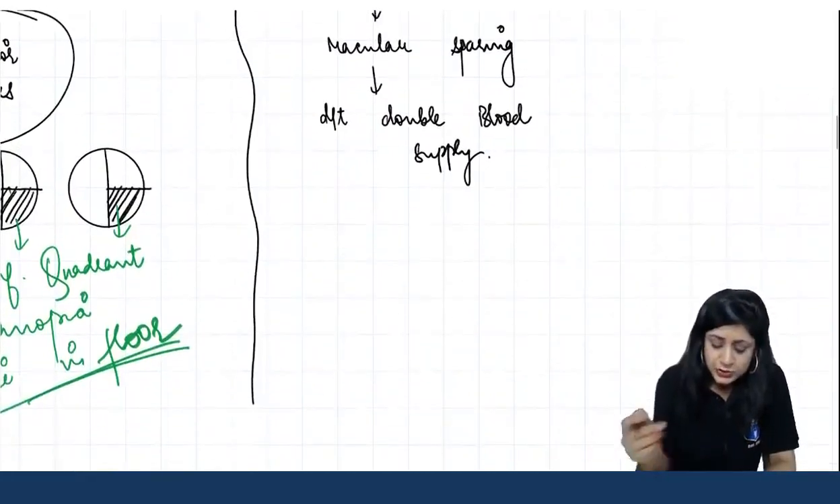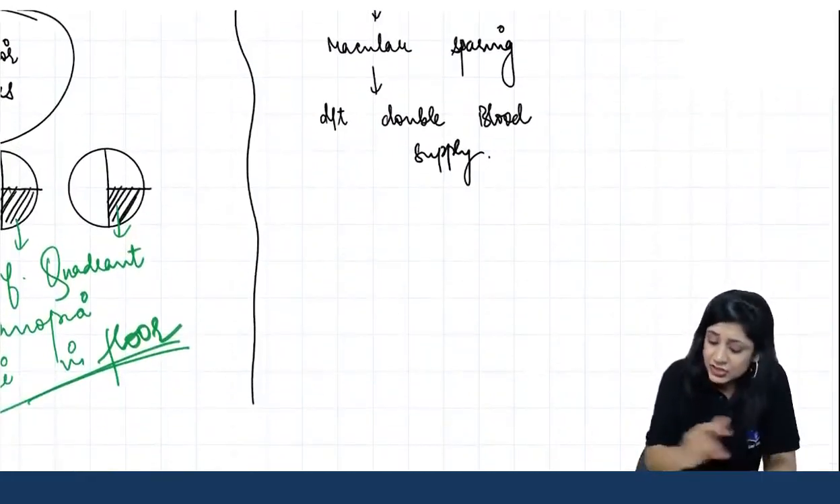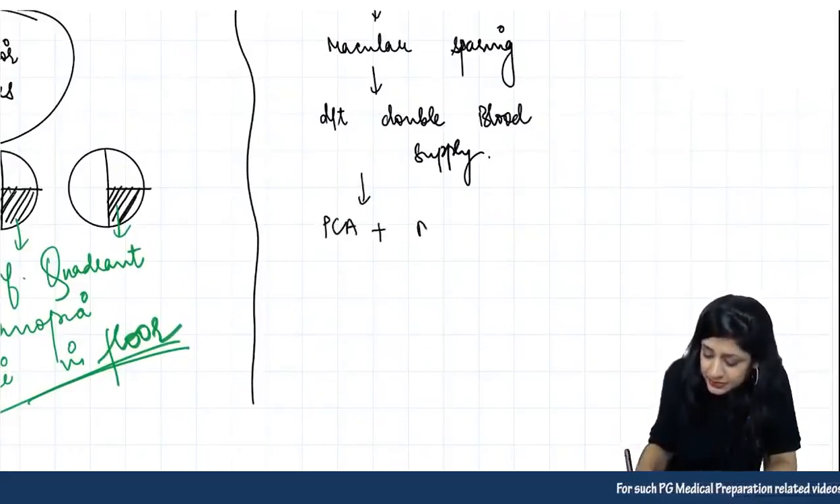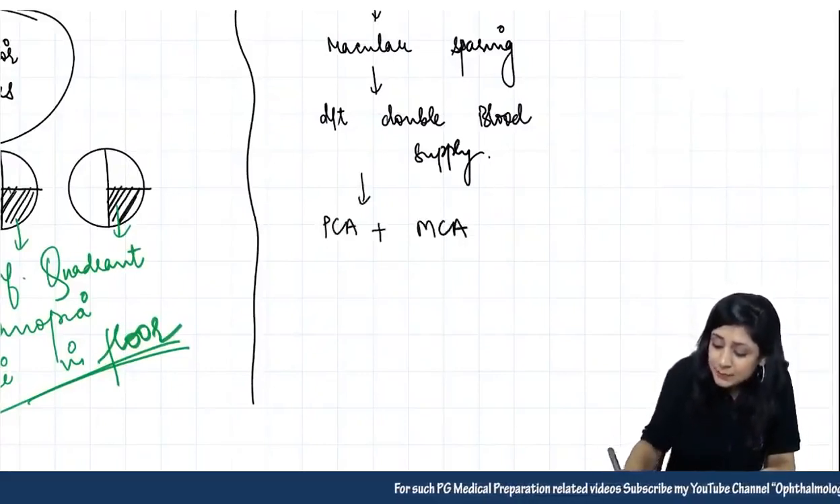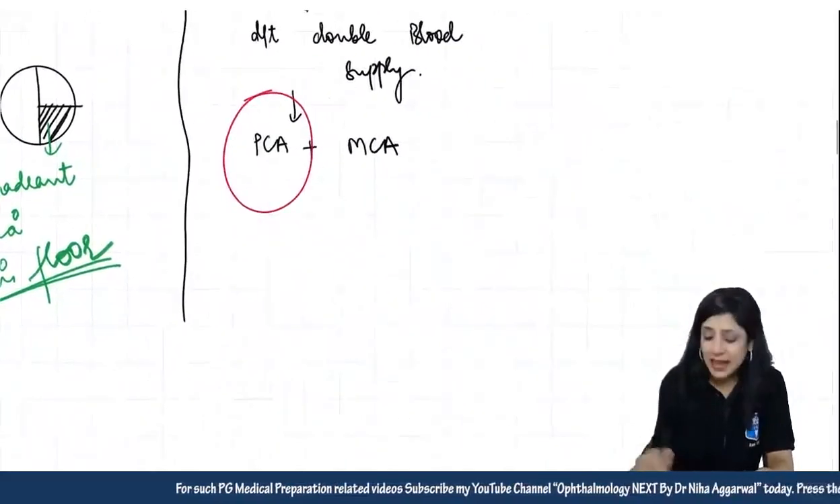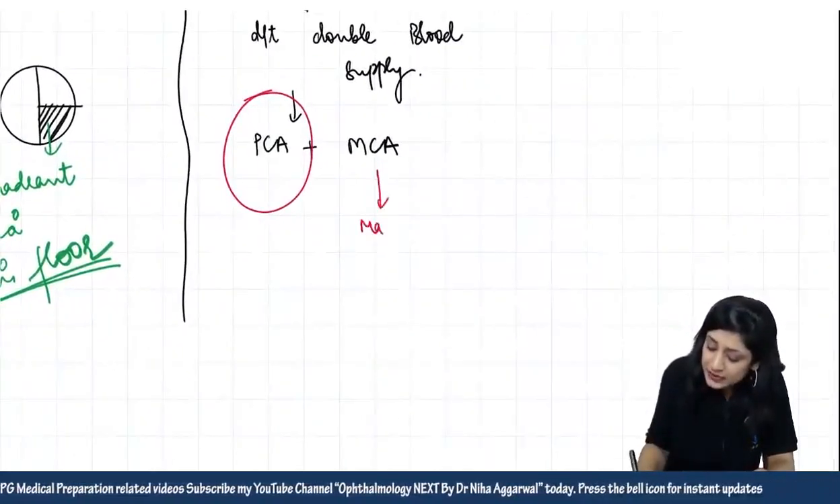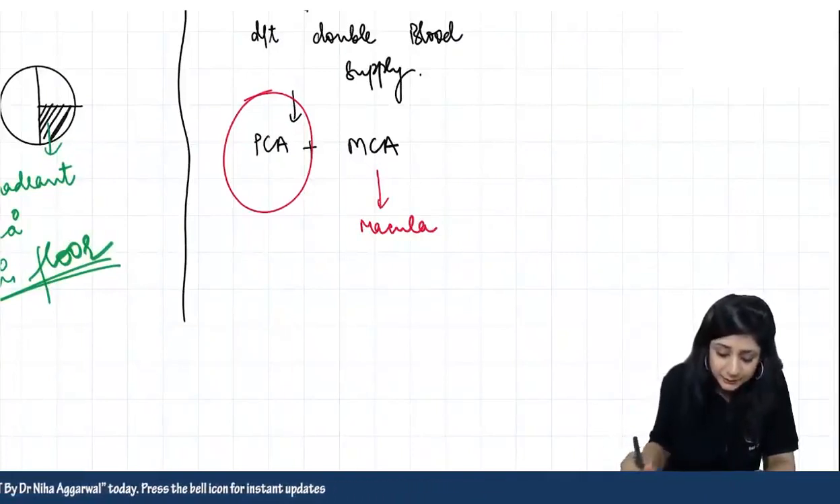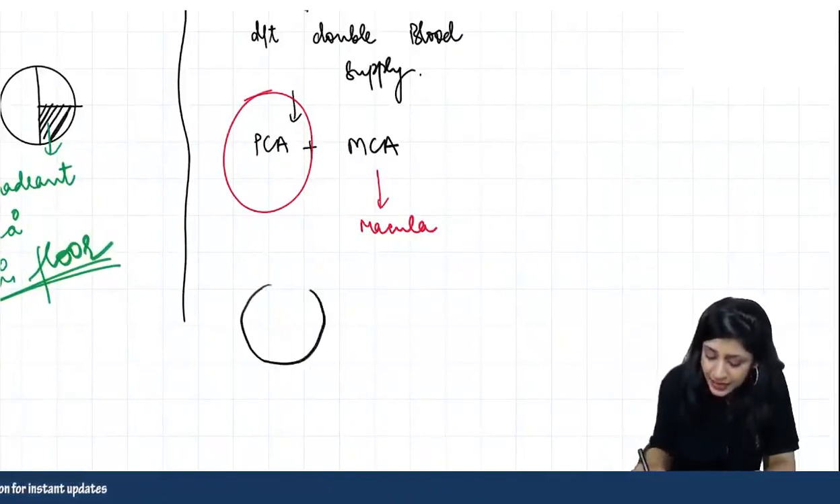Yes, it is not PCA and ACA. It is actually PCA plus the MCA. So if I am having some problem only with the PCA, MCA will continue to supply the macula. ठीक है, M से M याद रखो, M for MCA and M for macula also.